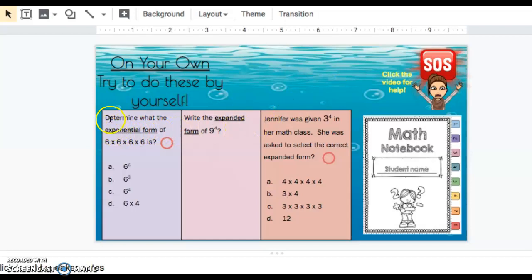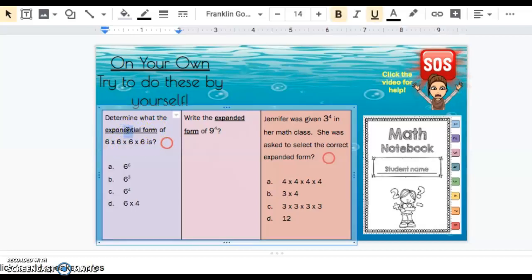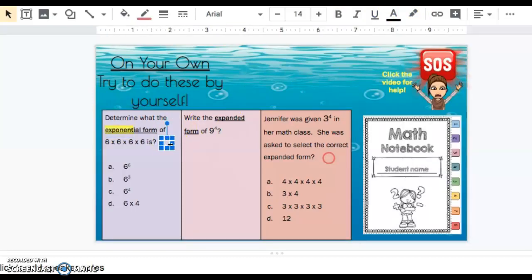Okay, so for the first question, it says determine what the exponential form of 6 times 6 times 6 times 6 is. And remember, exponent, let me highlight, exponent means that you're going to have an exponent in the answer. Exponential form means exponent. So what you're going to do is you are going to drag this circle over which answer you think it is. So if I think it's D, I'm going to slide my answer over D and circle it. Now, just to give you a hint, it is not D. Okay, so don't take that as the answer.